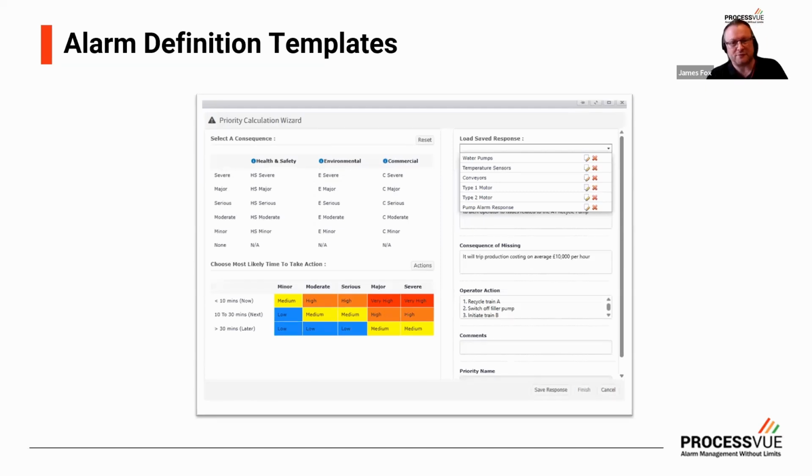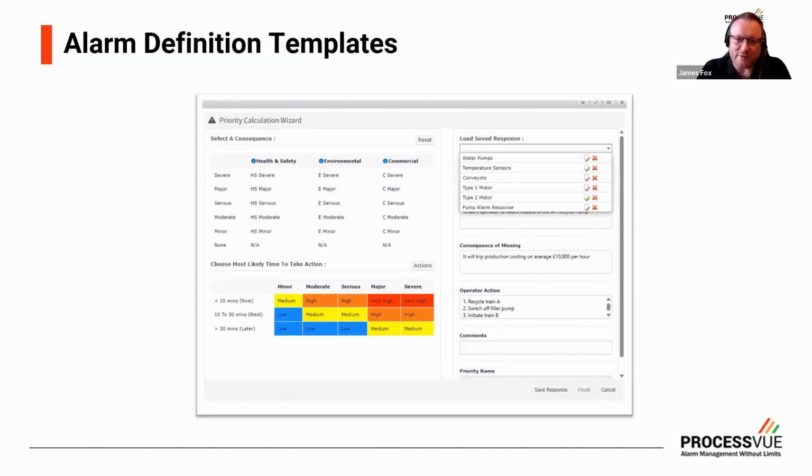So you'll perhaps go through the priority matrix, where we can see on the screen there, we've got health and safety category, we've got environmental, and we've got commercial. And you'll notice that we've got the severity underneath that. This is a typical matrix. And we'll go through and we set the matrix accordingly. We'll apply the time to respond for the alarm. And then on the right-hand side, we'll start adding the supporting information, the consequence of missing, the operator actions, comments, categories, class of the alarm, etc.